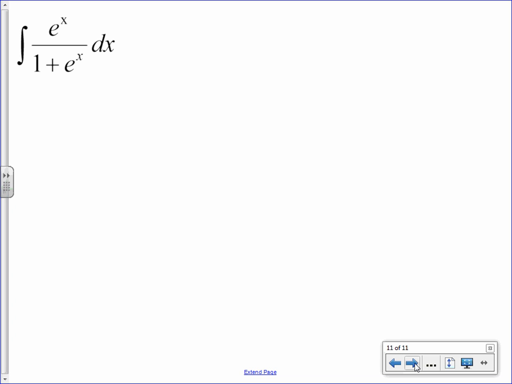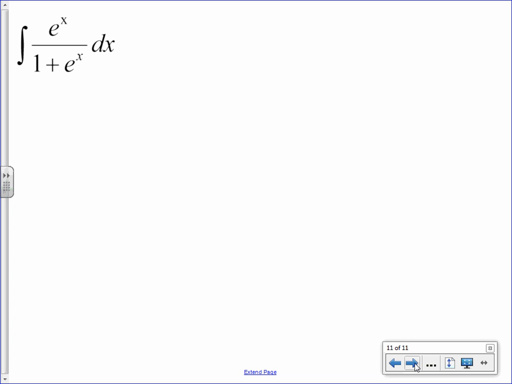Rewrite e to the x over 1 plus e to the x. You can't break up a denominator. There are no functions inside a function here, unless 1 plus e is raised to the x power. I don't think there is. There's not.